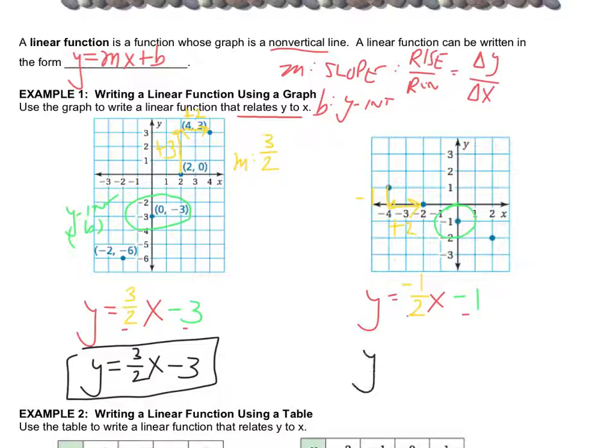So again, y equals negative 1 half x minus 1. There's the equation of that graph.